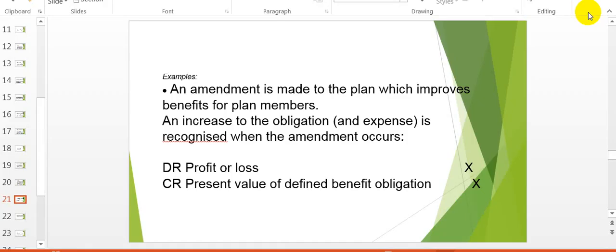We now look at different examples of what you might expect to find in the exam. The first example is where an amendment is made to the plan which improves benefits for plan members. An increase in the obligation and expense is recognized. So when you make an improvement to the plan, it means to you, the entity, the expense will increase. Your entry will be to debit profit and loss and credit the present value of the defined benefit obligation.